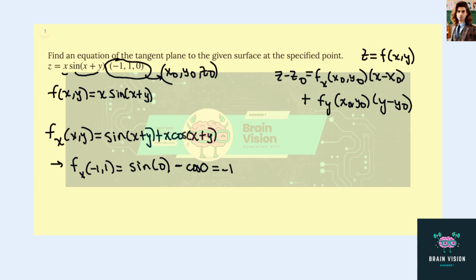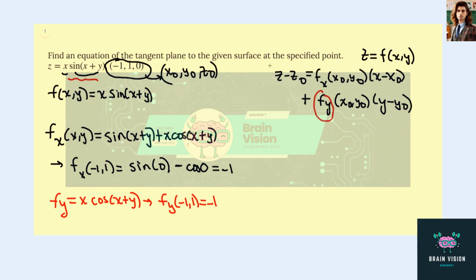So also we'll need the partial derivative with respect to y. This time x is constant, so we could just differentiate the sine part. And then from this, we see that fy of -1, 1 is again -1.